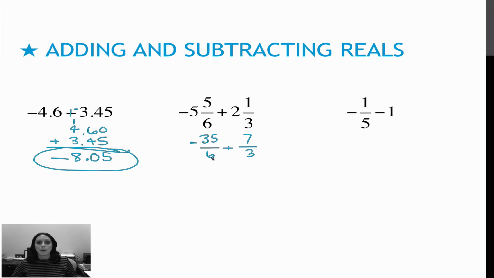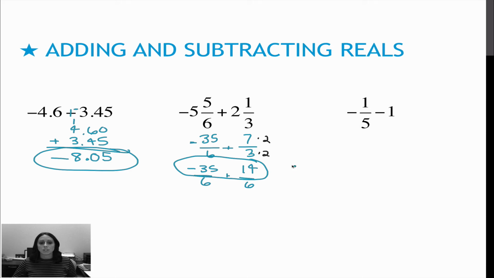On this one, my common denominator, the number that 6 and 3 both go into, is 6. So my first fraction's okay exactly how it is. But my second fraction, I'm going to have to multiply this by 2 to make it 6, which means my new question looks like negative 35/6 plus 14 sixths. So now common denominator, I can go ahead and combine the numerators.